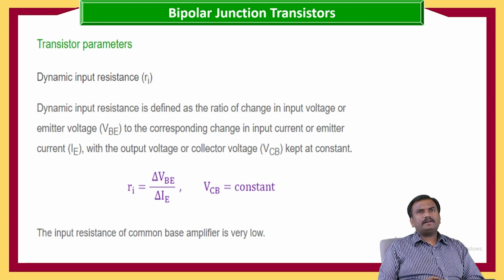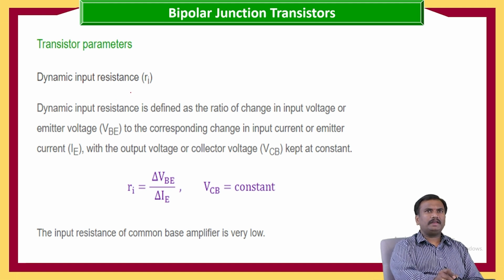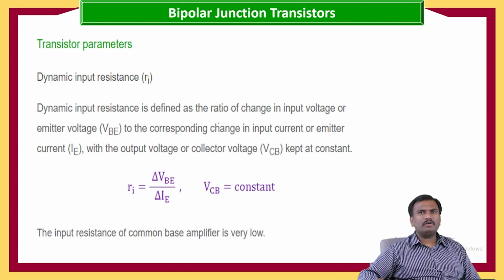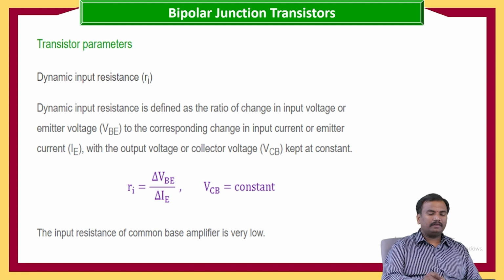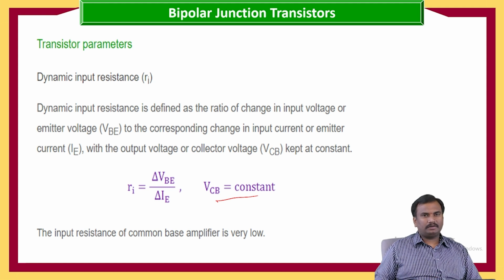The next one is the transistor parameters. In this, dynamic input impedance is defined as the ratio of change in input voltage to the corresponding change in the input current. It equals delta VBE by delta IE, where the VCB value is kept constant.